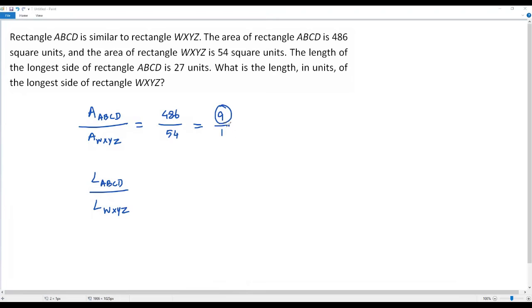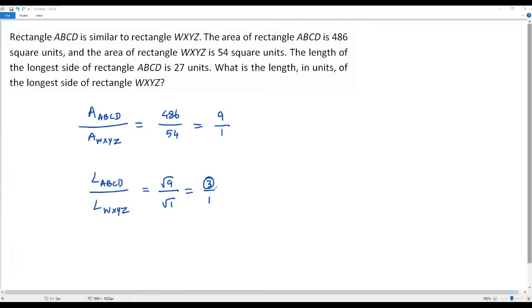To convert the square units to linear units, we have to take a square root of both the quantities over here. Then I'm getting square root of 9 divided by square root of 1. The square root of 9 is 3 and the square root of 1 is just 1. Here I got the ratio of the longest sides of the two rectangles.